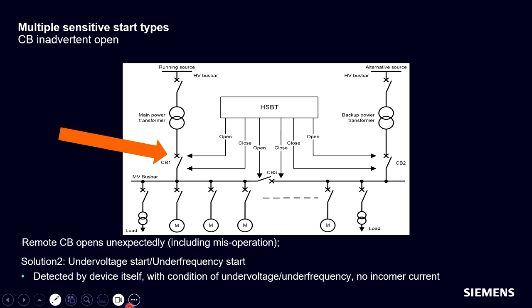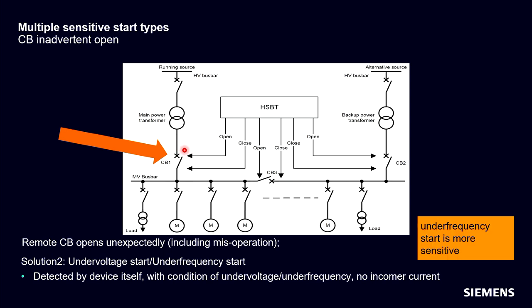The second solution is that we can use the undervoltage on the motor bus or the underfrequency start, so the device can detect by itself that the undervoltage or underfrequency condition is there and we have no currents on the incomer. You see, the current transformer on the incomer is very important for the HSPT device. And of course, the underfrequency start is more sensitive, and we use that in case of an inadvertent open of a remote CB, where we have no information about the auxiliary contacts.